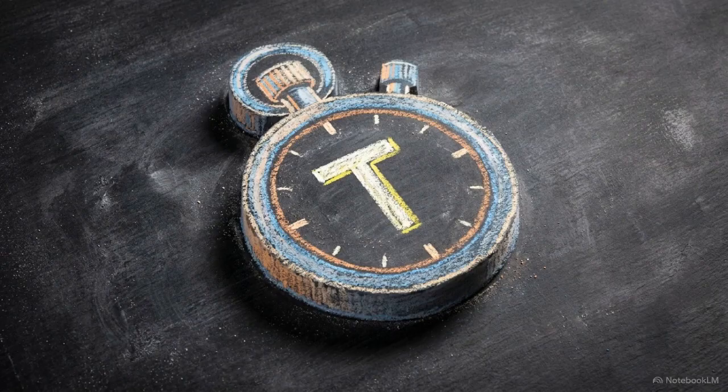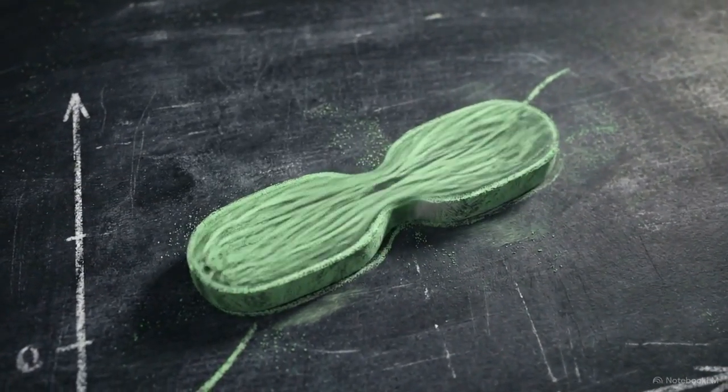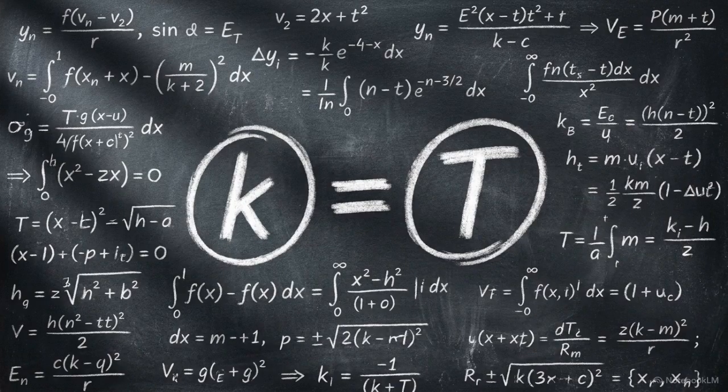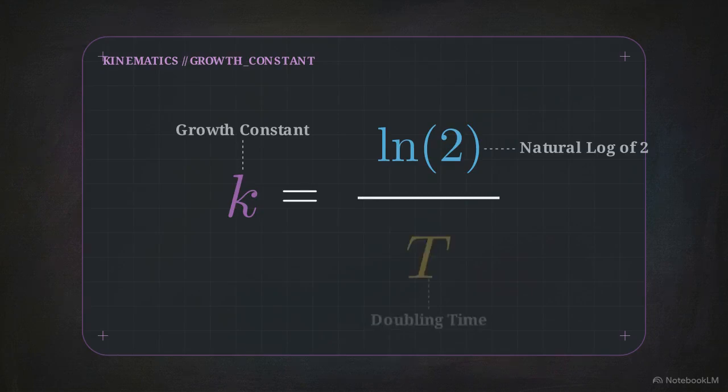In the physical world, we measure this frequency using doubling time, represented by capital T. This is the real-world interval required for the current quantity to rapidly multiply by a factor of 2. The underlying invisible growth constant and the observable doubling time share a rigid algebraic relationship. The constant k equals the natural logarithm of 2 divided by the doubling time T.